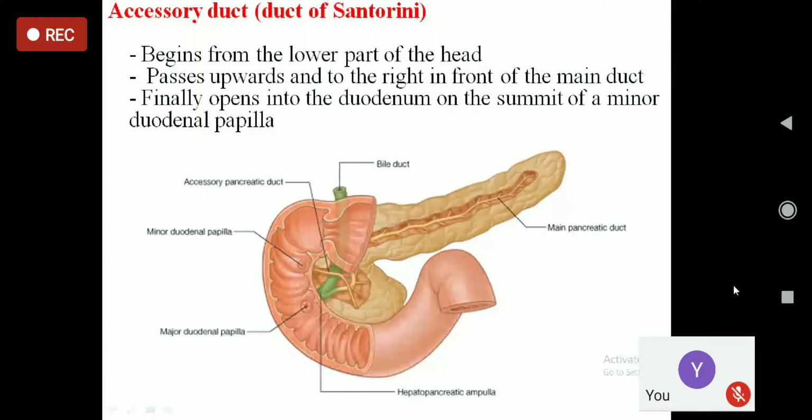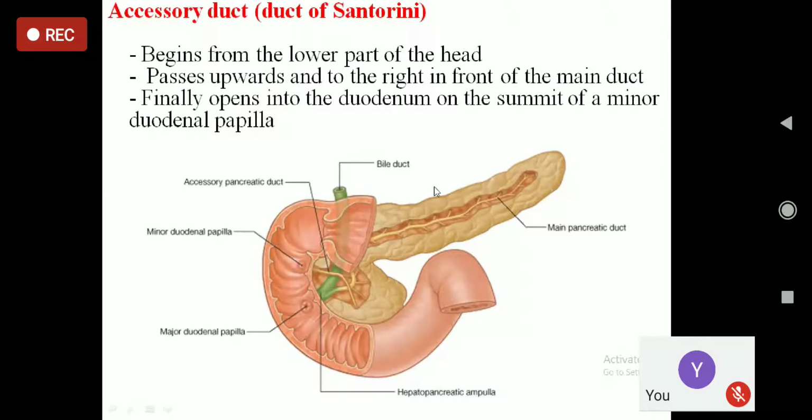Accessory pancreatic duct, also known as duct of Santorini, begins from the lower part of the head. This is the lower part of the head. This is the onset process, passes upward and to the right in front of the main pancreatic duct, and finally opens into the duodenum on the summit of the minor duodenal papilla. So this is the minor duodenal papilla, which is situated 2 centimeter above the major duodenal papilla.